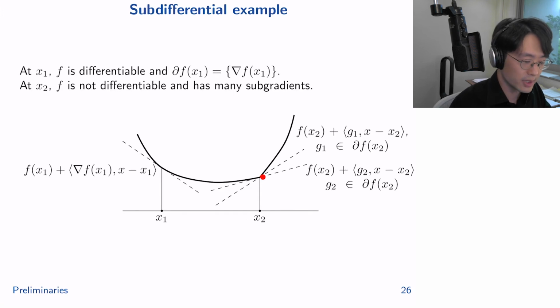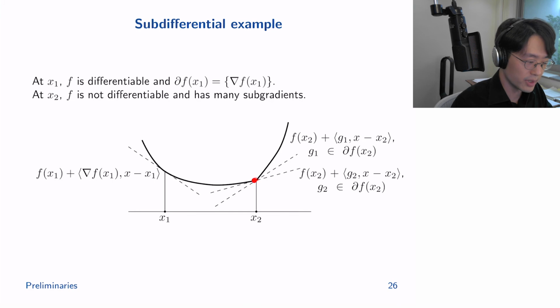Now at point x2, the function is not differentiable, and there are many subgradients. Here's one possible subgradient, g1, and if we form something like the first-order Taylor expansion with the subgradient g1, we get this, and it serves as a global lower bound for our function. If you think about the definition, a subgradient is by definition a vector such that if you form this first-order Taylor expansion, it serves as a global lower bound.